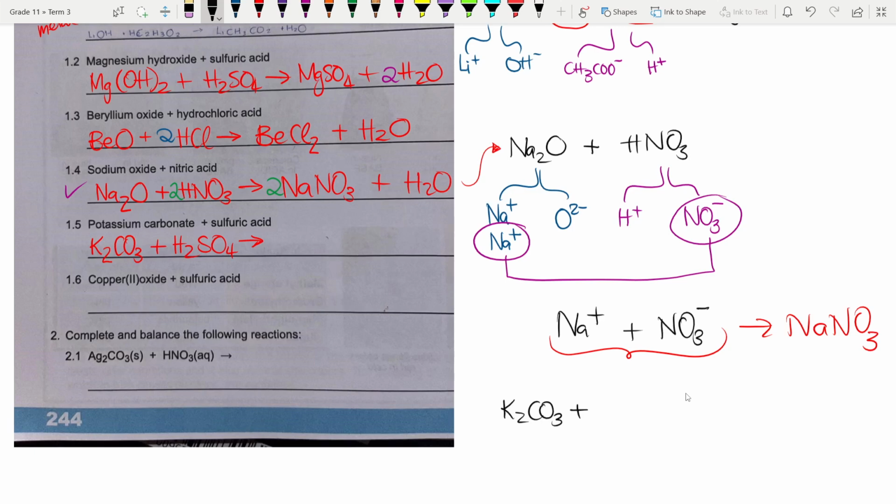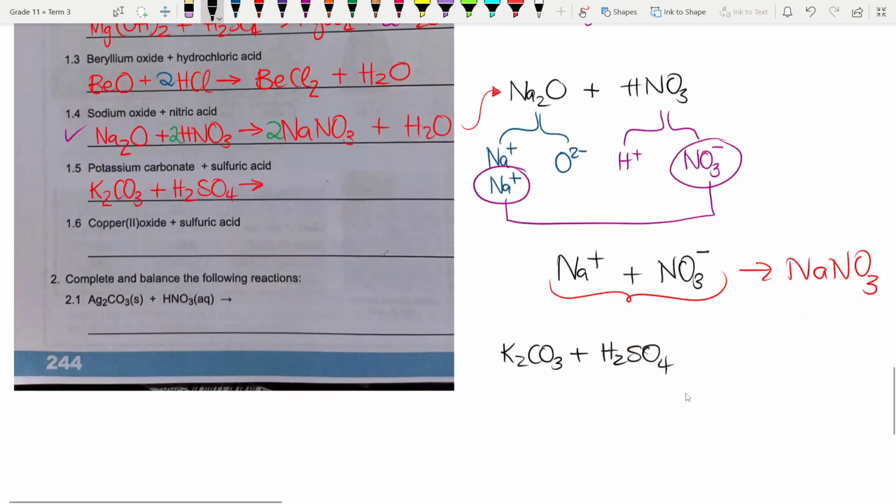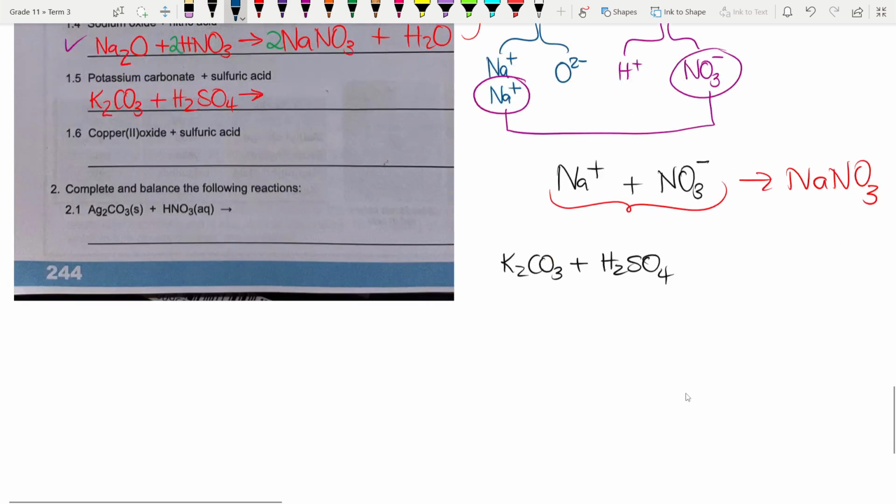K2CO3 plus H2SO4. If I just break this down, remember, if you know one of the ions, then it's going to help you to know the other one. This is CO3 2 minus. You did ions basically in grade 10. This is K plus and K plus. Then if I break down the acid, this is just H plus and H plus.